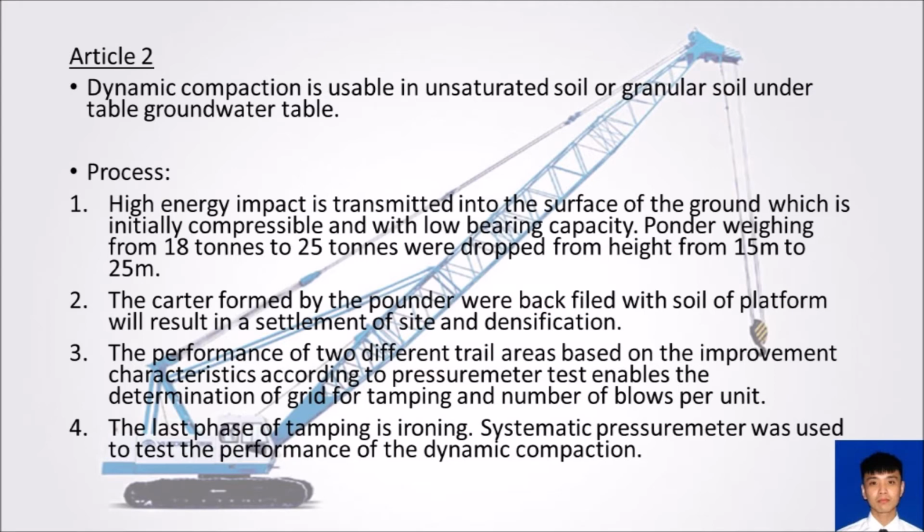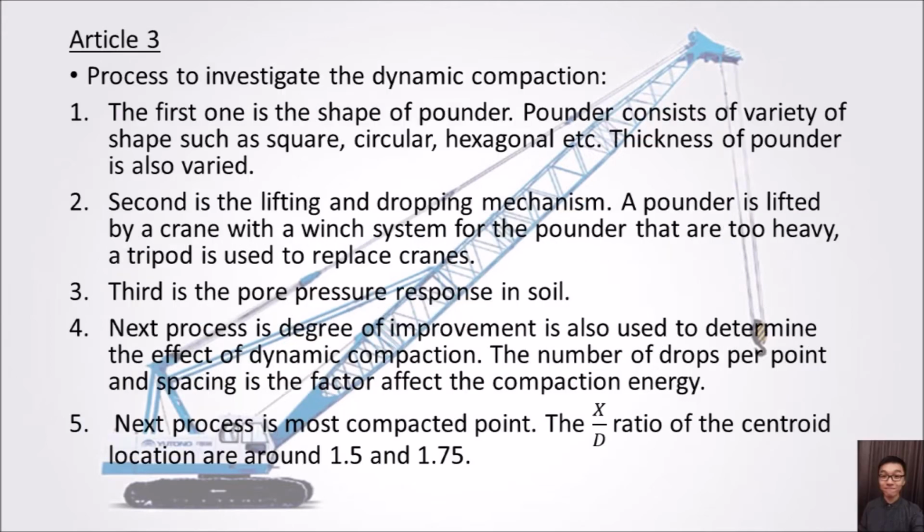Second, the crater formed by the pounder was backfilled with soil of the platform, which will result in a settlement of the site and densification. Third, the performance of 2 different trial areas based on the improvement characteristic according to pressure meter tests enable the determination of the grid for damping and the number of blows per unit. The last phase of damping is ironing. Systematic pressure meter was used to test the performance of the dynamic compaction.